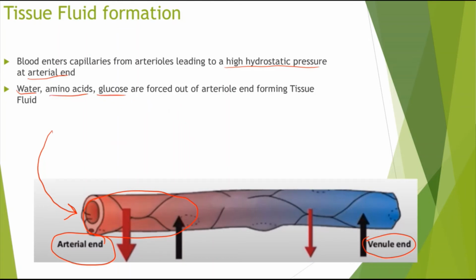So the smaller things would be forced out of the capillary from this arterial end, and when water, amino acids, and glucose move outside into this area, this would be called our tissue fluid. So this is our tissue fluid containing the water, amino acids, and glucose, and this is needed by, for example, the cells. The cells would need glucose to be able to respire. So this is very important, as well as, for example, amino acids to be able to make polypeptides.